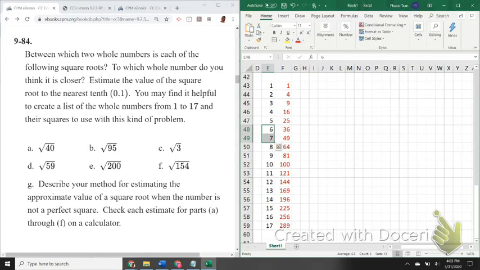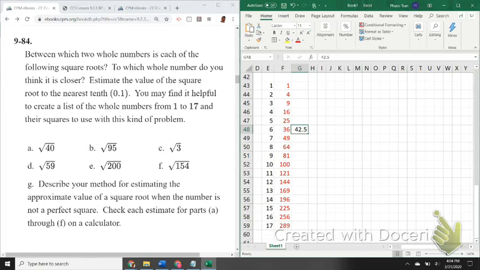So I'm going to think about it as your halfway point. Halfway between 36 and 49 is what, like 42? 40, yeah, about 42 and a half, I believe. So 42 and a half is the halfway point between 36 and 49. Okay, so if I took the square root of 42.5, because that's halfway between 36 and 49, my answer should be halfway between 6 and 7, which is 6.5.